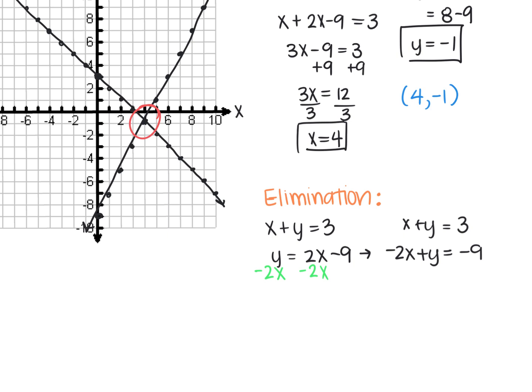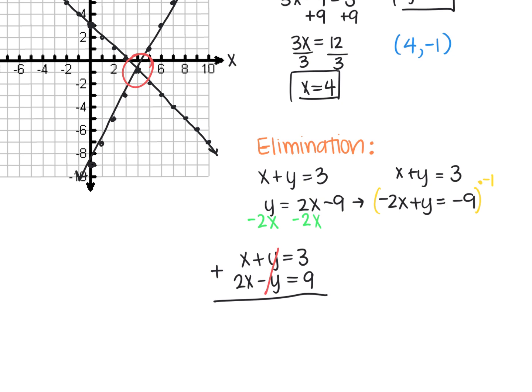However, they do not already have opposite signs, which means one of these needs to be a -y. It does not matter which equation you multiply by -1. I'm going to multiply the bottom equation by -1, but I can just as easily multiply the first equation by -1. So my first equation hasn't changed, x plus y equals 3. I now multiply every term in the second equation by -1. I get positive 2x minus y equals positive 9. Now I'm going to add my two equations together. And when I do that, one of my variables should eliminate. In this case, it's y.